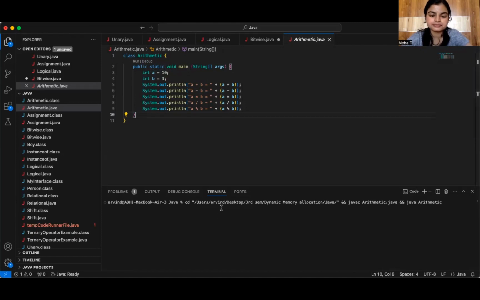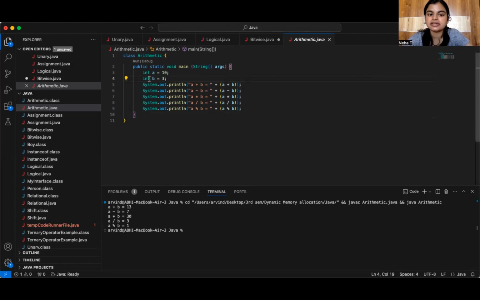So here, what we are getting is 10 plus 3 is 13. So a plus b is printed as a plus b is equals to 13. Then we have a minus b, 10 minus 3 is nothing but 7. So a into b, 10 into 3 is 30. A by b, 10 by 3 will get 3.